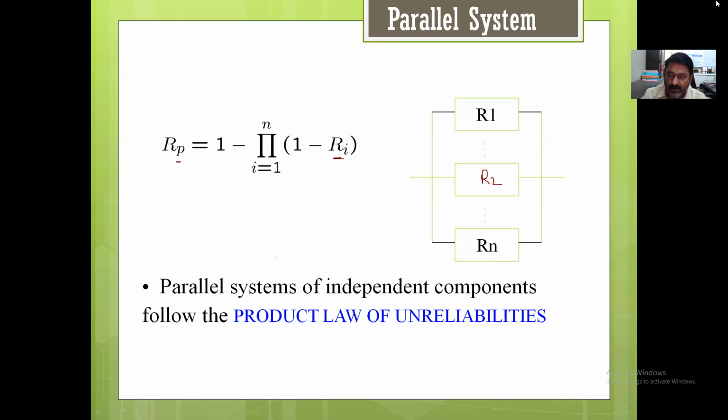So here we can have one example. This parallel system of independent components follows the product law of unreliabilities. Now I will give you one example for this.